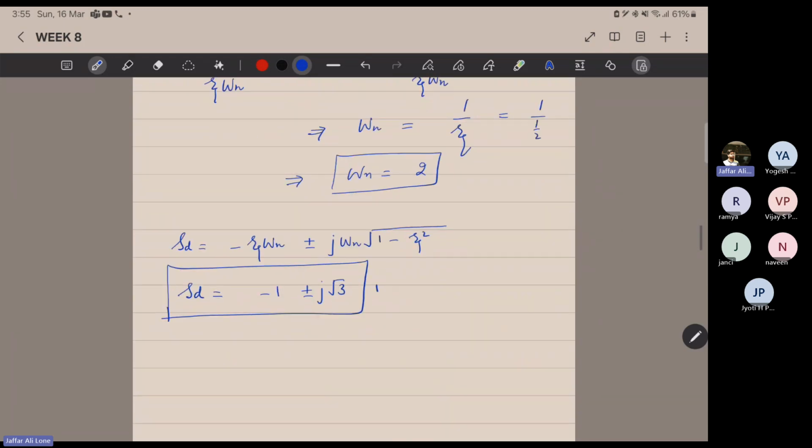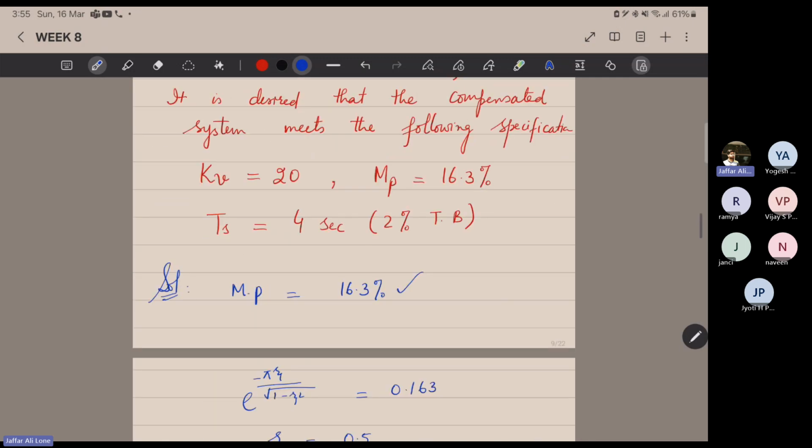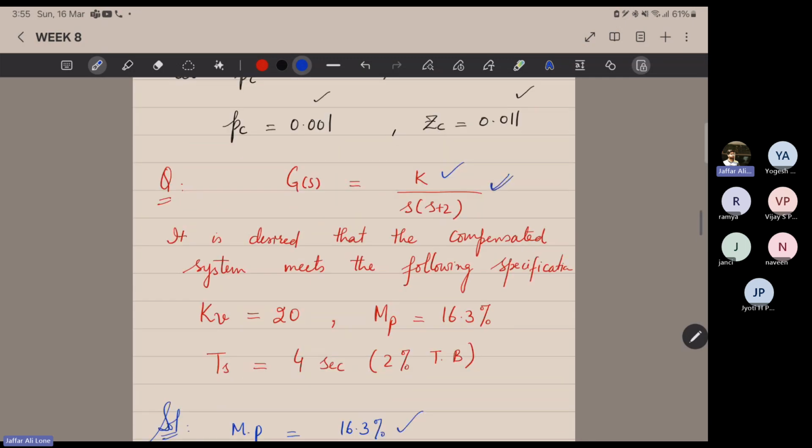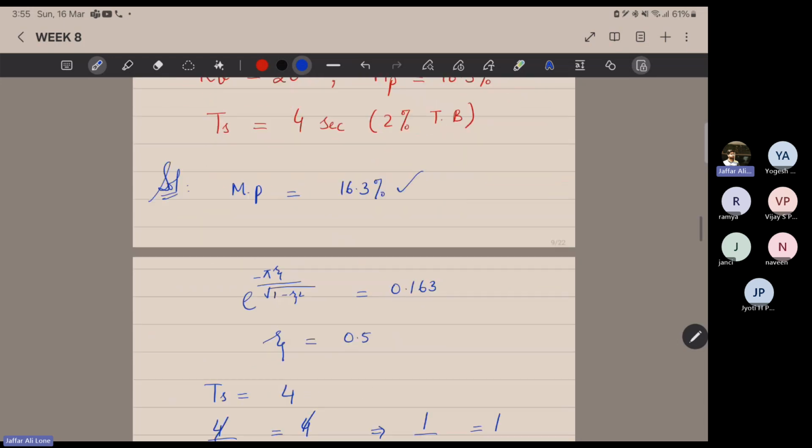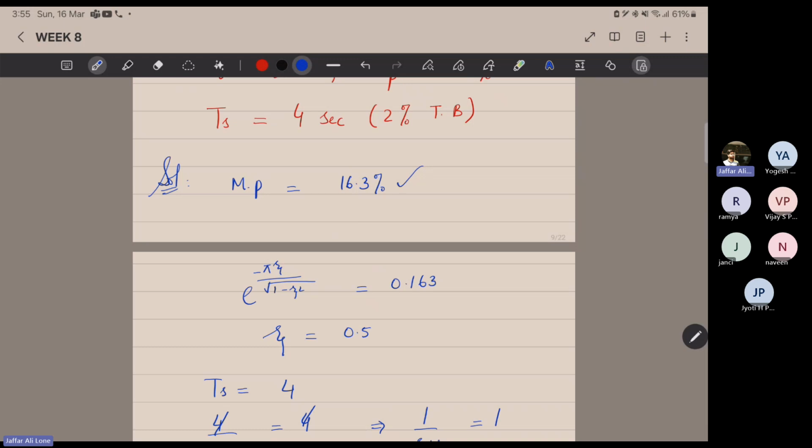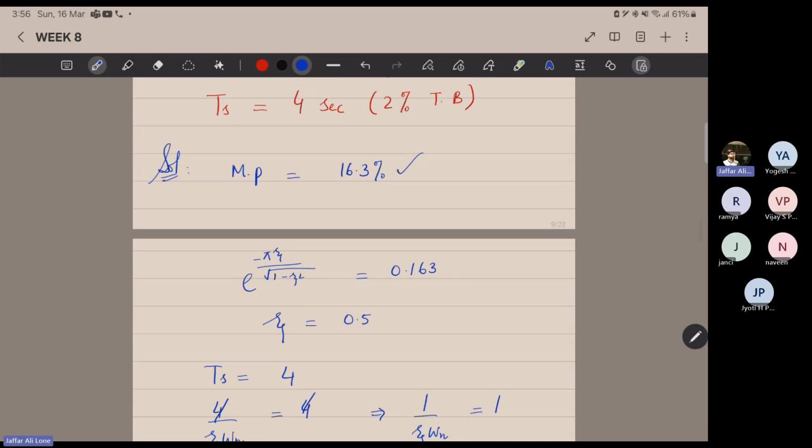It means these dominant poles, when we put S equal to S_D, the dominant poles, in this transfer function, we get these specifications. We get this overshoot as 16.3 as well as the settling time as 4 seconds. So they are the desired poles, right?